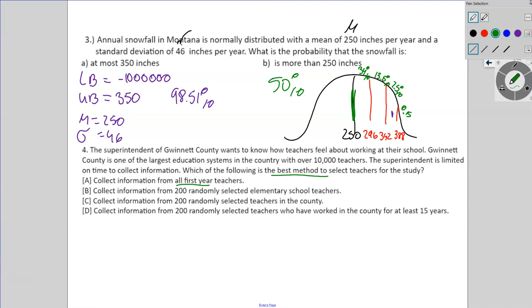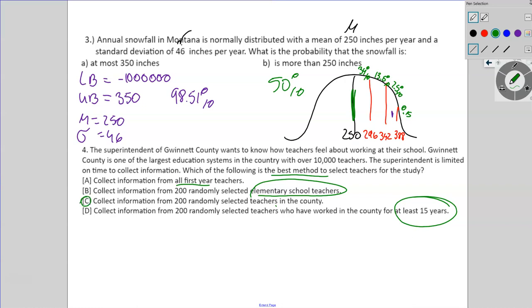Collect information from 200 randomly selected elementary school teachers. So again, they're trying to figure out for the whole entire county, right? So elementary will be again selecting a specific group of teachers. Collect information from 200 randomly selected teachers in the county, okay? Or collect information from 200 randomly selected teachers who have worked in the county for at least 15 years. Again, that is selecting a specific type of teachers who worked for at least 15 years.